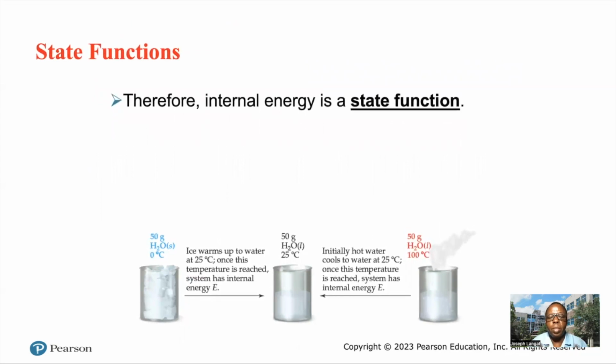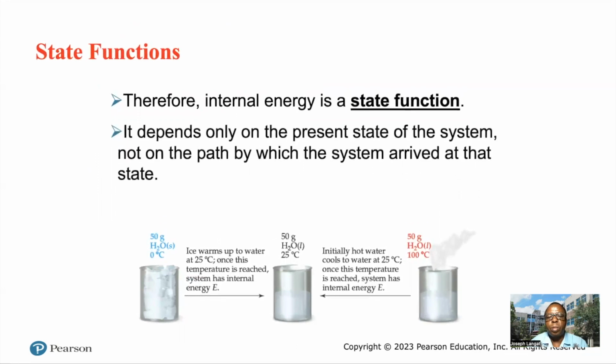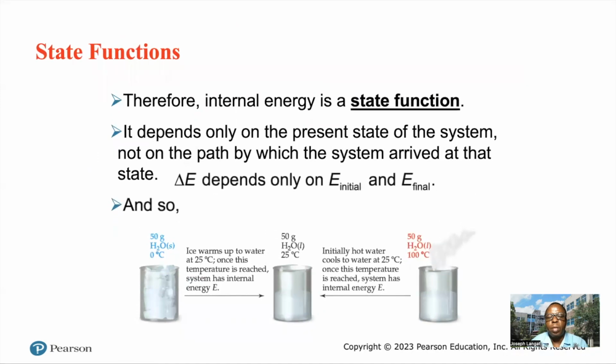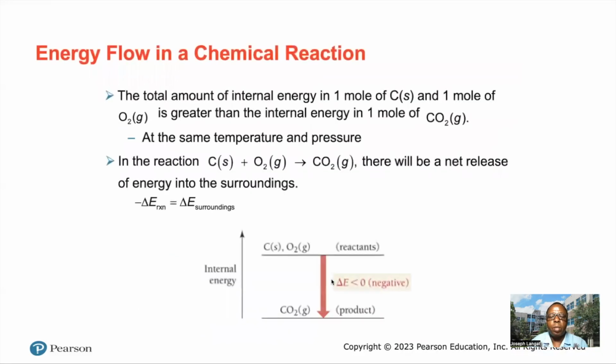Therefore, the internal energy is a state function. It only depends on the present state of the system, not the path by which we arrive at that state. So the change in the internal energy depends on the initial and the final. This is what we talked about right here. So far, we have defined what internal energy is, the symbol we use for internal energy, and the symbol for change in internal energy. Now, the flow of energy in a chemical reaction.